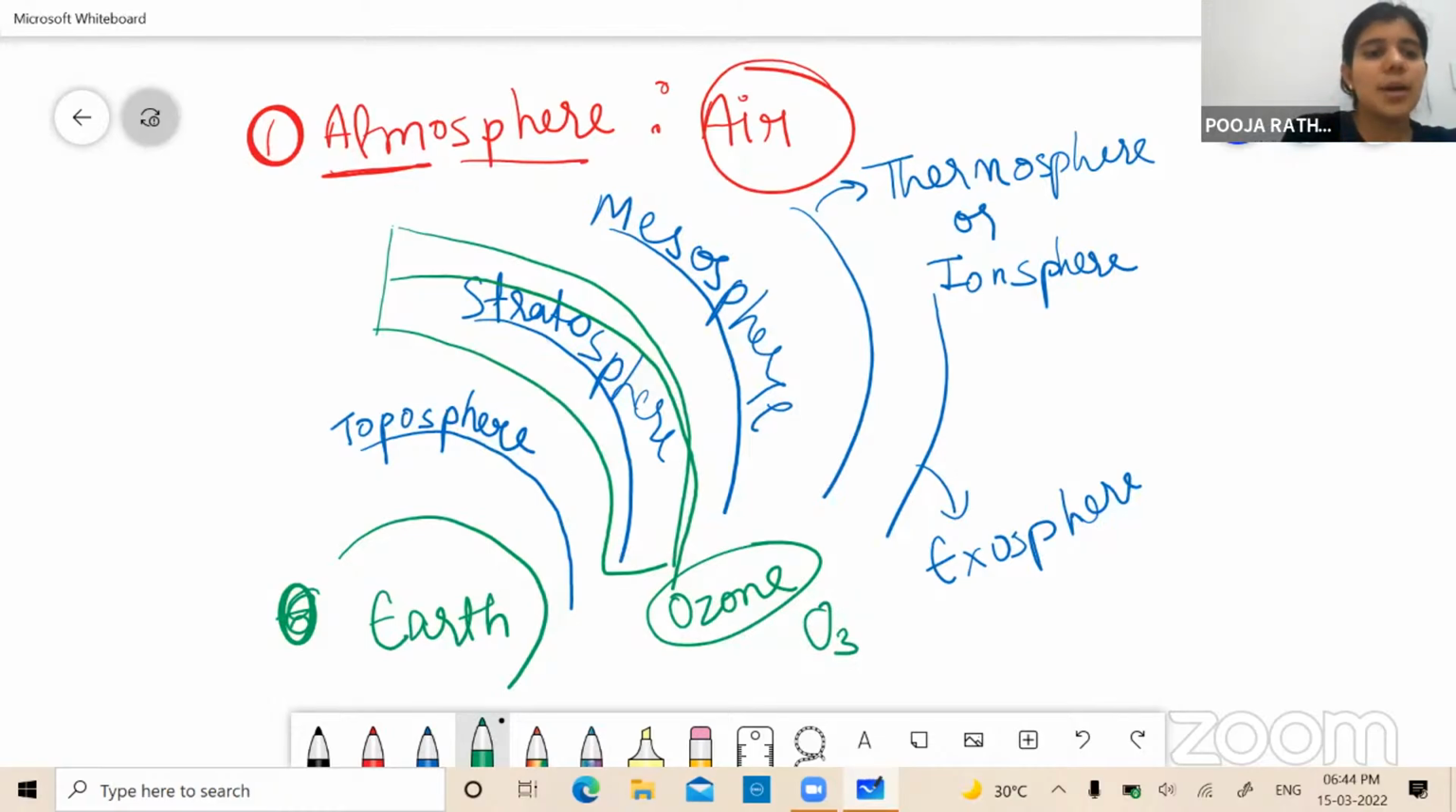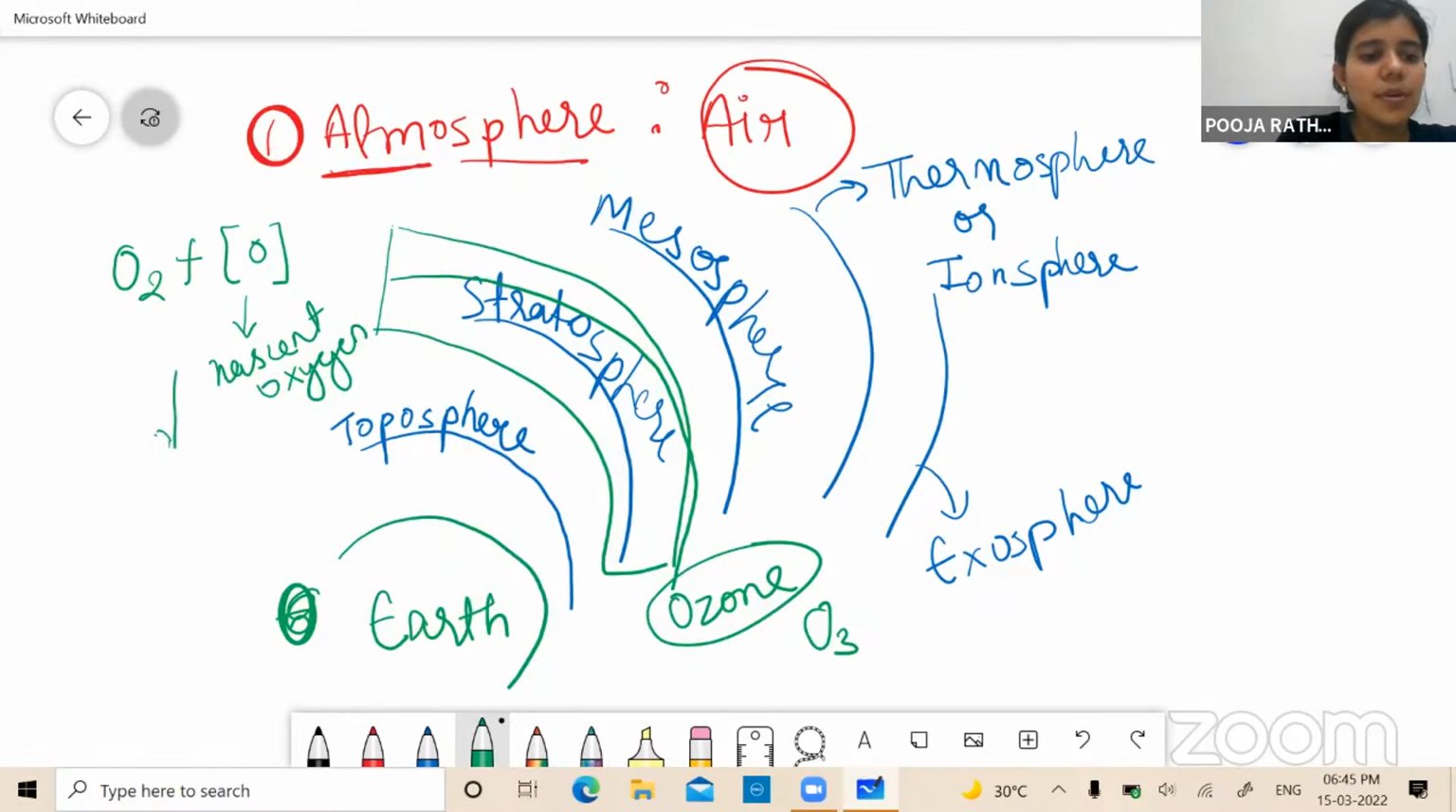It is made by oxygen plus nascent oxygen. When oxygen is a single atom, it is called nascent oxygen. When these combine, they form O3, that is ozone. Okay, and what does ozone do? Ozone does not allow UV rays of the sun to enter inside the Earth's atmosphere. Is it understood?